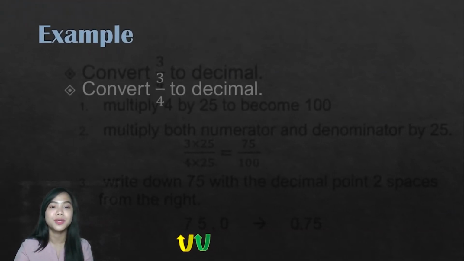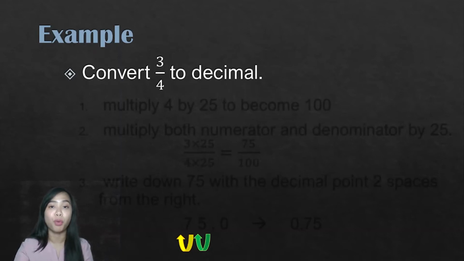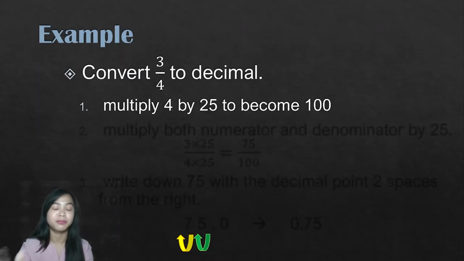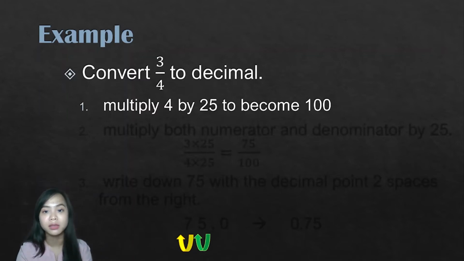First example, let's convert 3/4 to decimal. The first step, we need to multiply 4 by 25 to become 100. As the first step says, you need to find the number that, when we multiply it to the denominator, which is 4 here in our given, will become a multiple of 10. So we have 25. When we multiplied it to 4, it becomes 100.